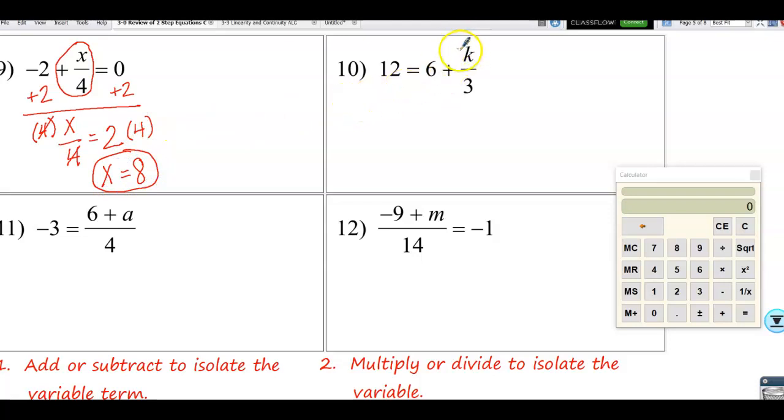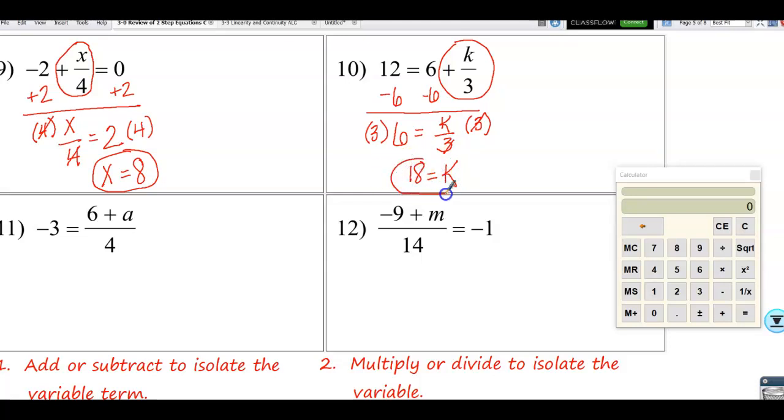The last example of this type, here's our variable term. We need to add or subtract to get rid of this number. We want to get our variable term alone. So we will get rid of it by subtracting 6 from both sides. That gives me 6 is equal to k divided by 3. Now this is k divided by 3. The opposite of divide is multiply. So we will multiply both sides by 3. And we'll have just k on this side, and over here we have 18.